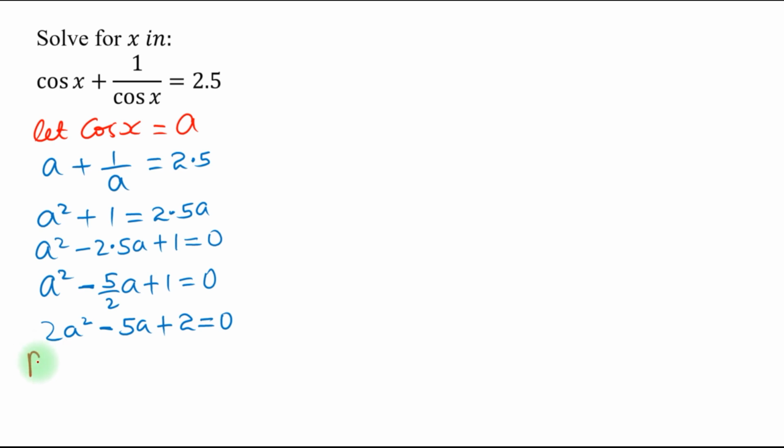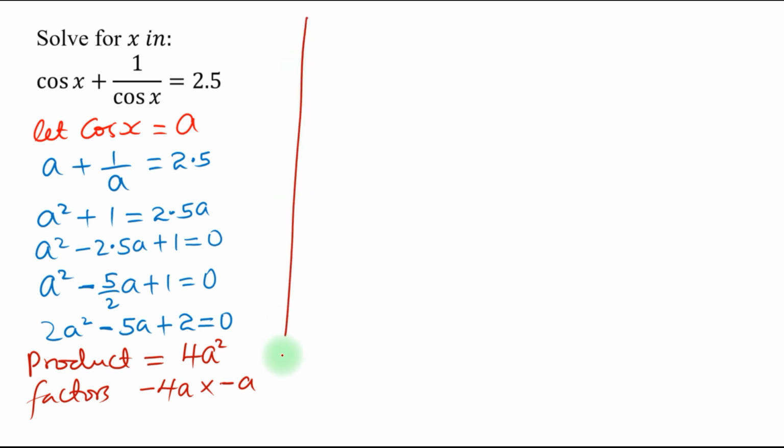We use the factorization method. Get the product AC. The product AC, that will be 2 times 2, we have 4, that is 4a squared. Then we need to get the factors such that when we add them, we shall get minus 5a. In our case here, these factors will be minus 4a times minus a. If we multiply, we get 4a squared. If we add, we get minus 5a. Therefore, that's what we shall use in the middle part. We write it in the expanded form, and we shall get 2a squared minus 4a minus a plus 2 is equal to 0.